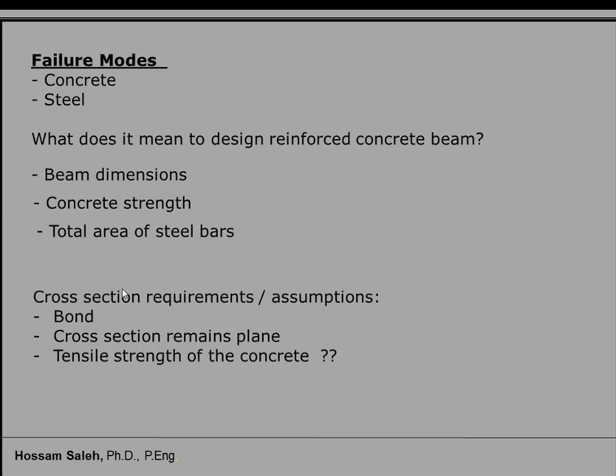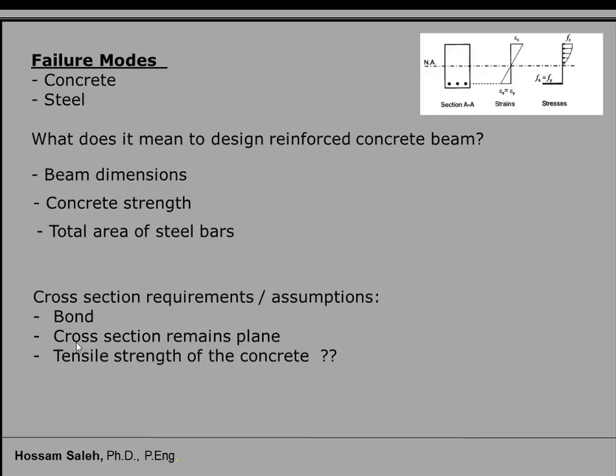Now, to make sure that the concrete and steel are working together, we have a few assumptions. These assumptions are: we have to consider a full bond between the concrete and steel. We have to assume that the cross section remains plane, and we have to ignore the tensile strength of the concrete. What does it mean?